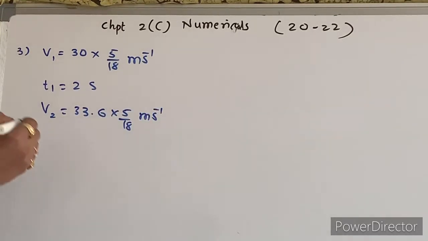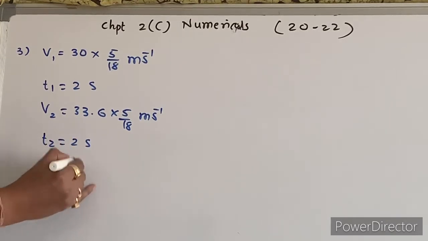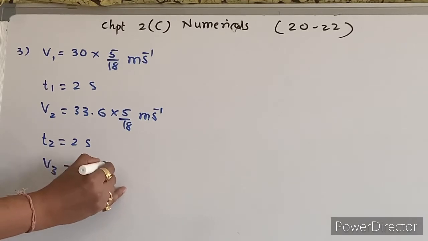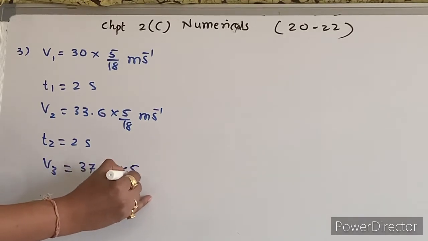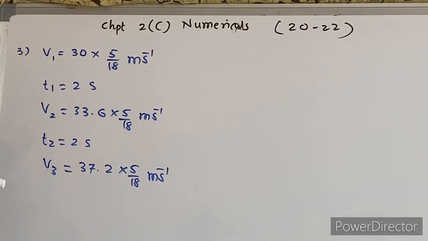Again after 2 seconds, t2 is equal to 2 seconds, v3 comes out to be 37.2 into 5 by 18 meter per second. What they want is acceleration in each part. A1 is question mark, A2 is question mark.